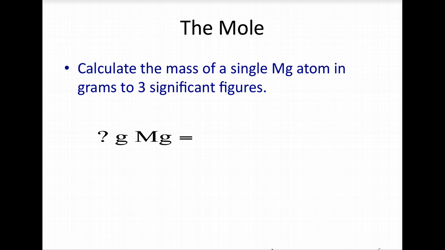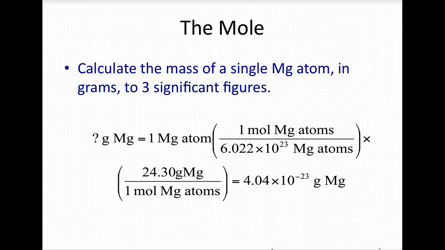So, if I want to calculate the mass of a single magnesium atom in grams, I would have to follow the following steps. So I want to know the number of grams of magnesium. The mathematics is shown here. I'm going to use the 6.022 times 10 to the 23rd number as something called a conversion factor. 1 magnesium atom times the fact that there is 1 mole of magnesium atoms that contains 6.022 times 10 to the 23rd magnesium atoms.